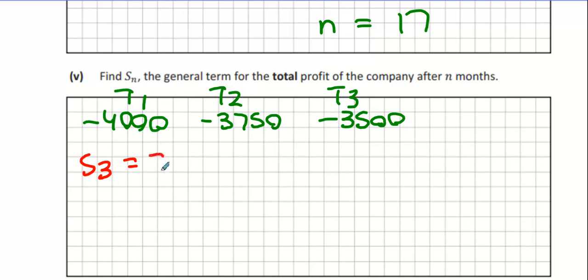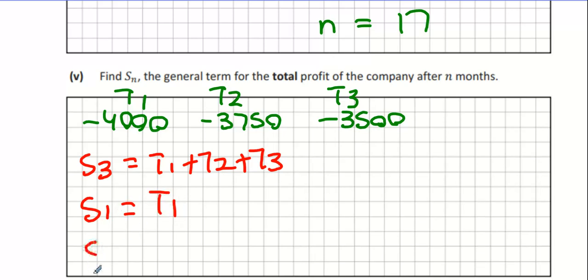S3 is essentially T1 plus T2 plus T3. Add them all up. Add up the total amount of money you lost. If I ask you what S1 is, what can you tell me? S1 and T1 are the same. S2 is T1 plus T2, yeah. Even though they're both negative numbers, you are adding them. Okay, now, so we all know what S means, don't we?